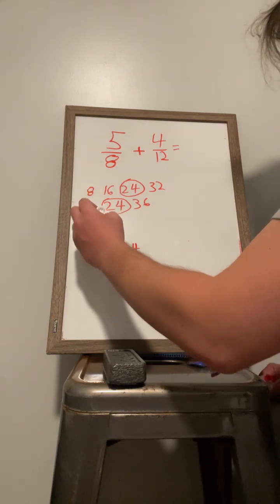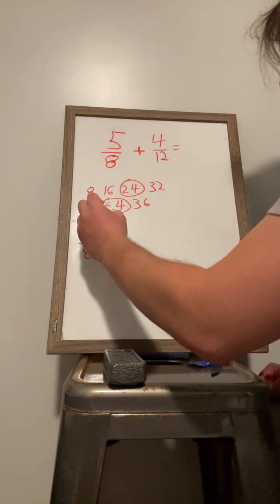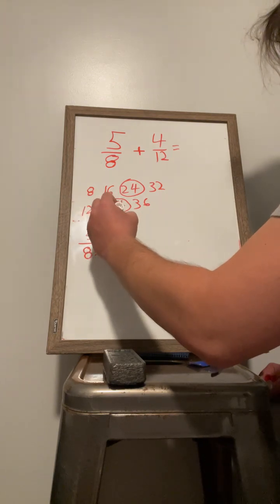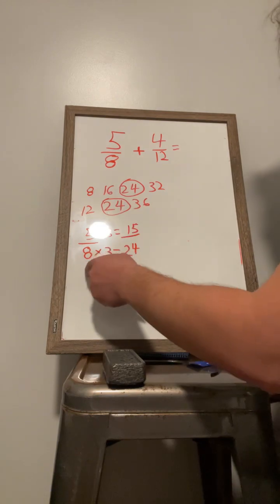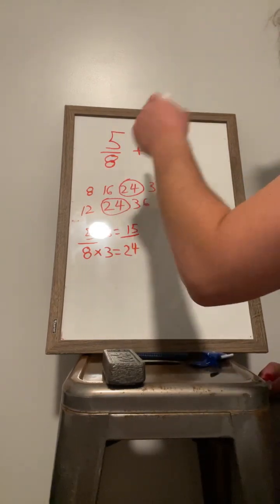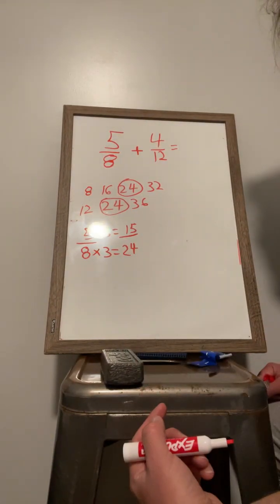What we do to the denominator, we have to do to the numerator. 5 times 3 equals 15. So 15/24ths. So I just converted 5/8 to 24ths.